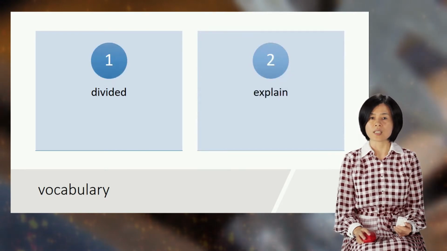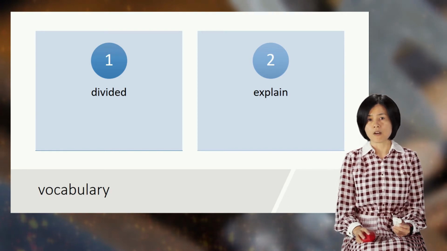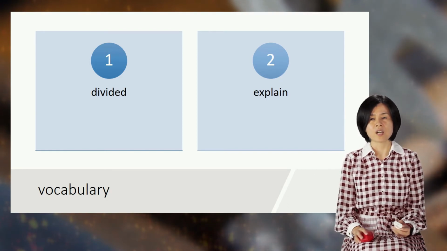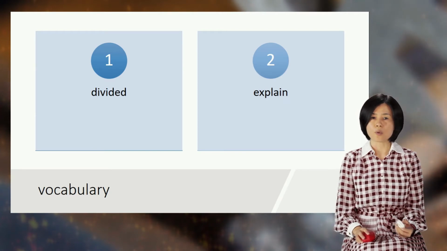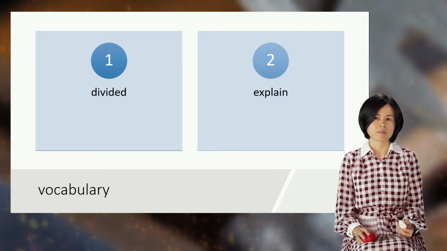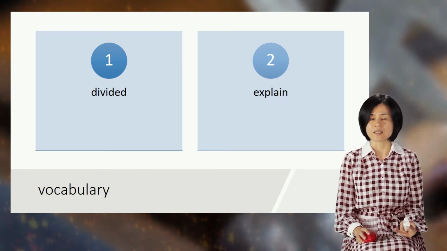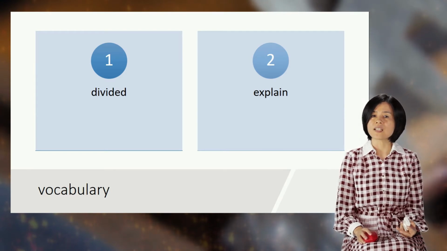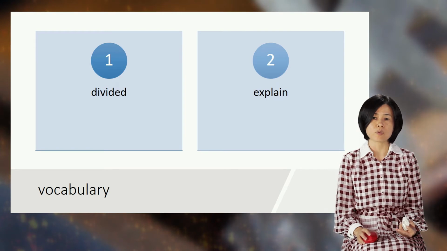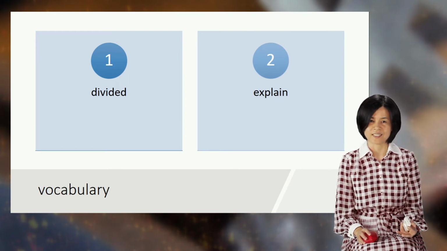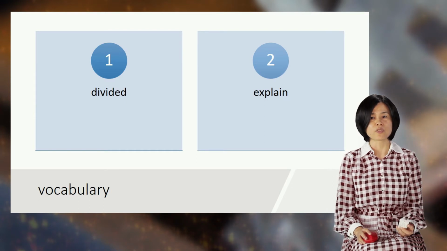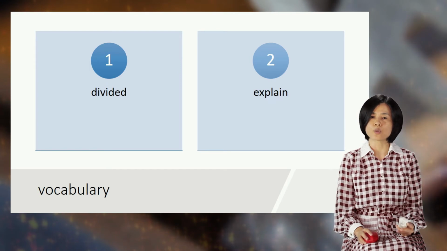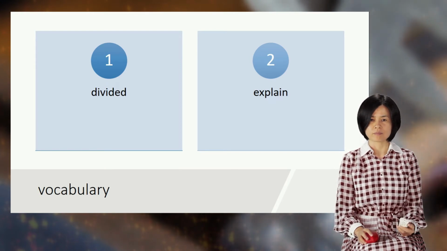Then the next word, explain, is also a word used commonly. It's a verb and it means to make something clear or easy to understand by describing or giving information about it. We can say the word explain is 解释 in Chinese. So, if there's anything students don't understand, teachers will be happy to explain. Okay, as long as you know these two words, divided and explain, we can move on to how to explain the structure of the talk.